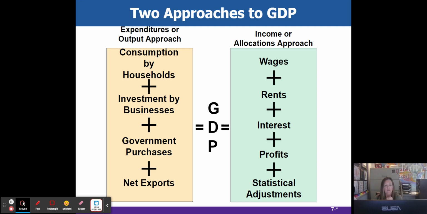Notice that on the left, with the expenditures approach, we're simply looking at categories of spending. On the right, we're looking at categories of income, plus we have to look at something called statistical adjustments. When we add all these things up and they don't equal the number we found in the expenditures approach, national income accountants create a statistical adjustment to compensate for that discrepancy. This is why I say the expenditures approach is more statistically accurate.